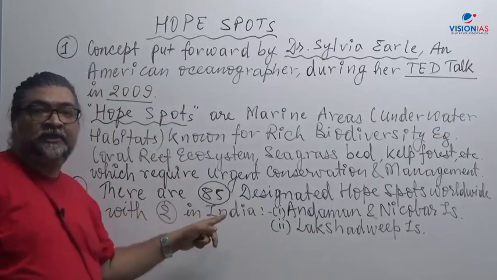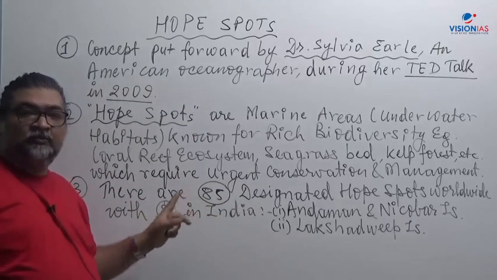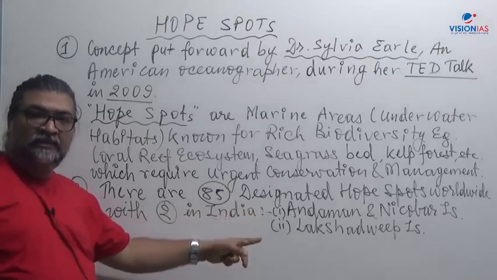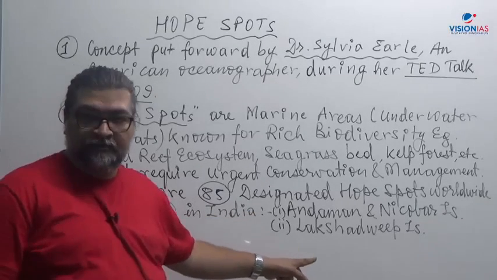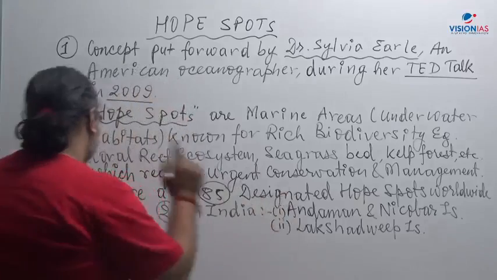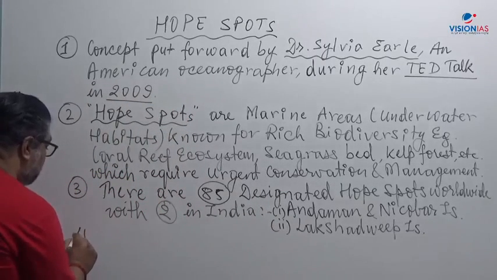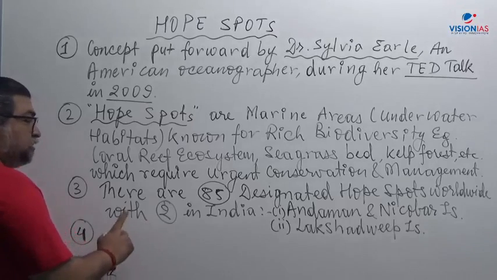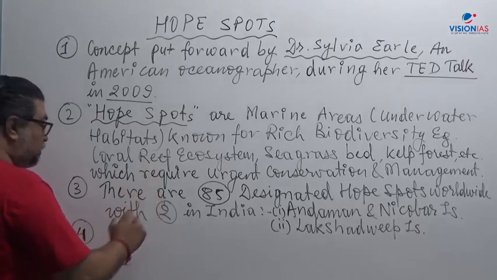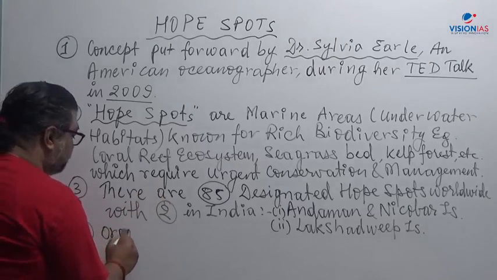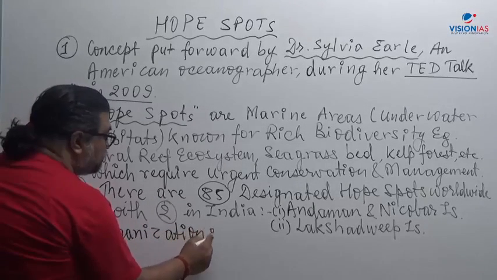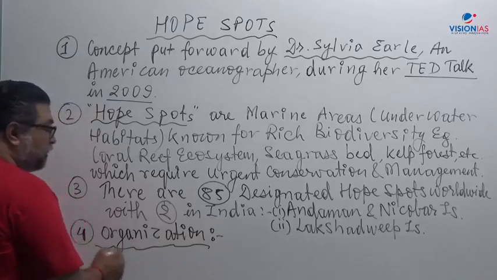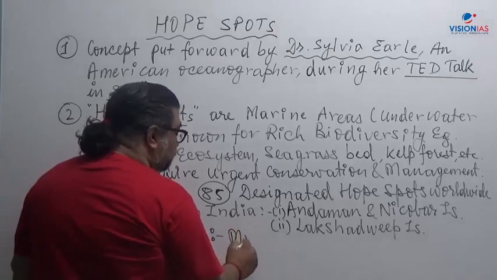So the facts may change. The number 85 I have given as of now. The Andaman Islands and this part, Lakshadweep, I have given as of now. There may be additions in future. Now, which organization works on that? The organization which works for hotspots, let me come to that. The organization which works here is Mission Blue. There's an organization which promotes the conservation of this hotspot. That is the name of the organization. The factual part is Mission Blue.